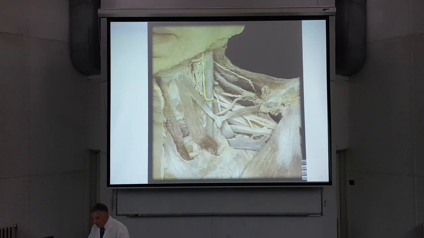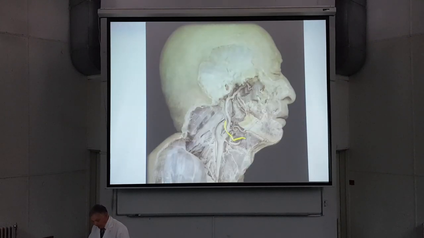And the hypoglossal nerve can be seen here very well. In this image, the hypoglossal nerve comes out of the skull through the hypoglossal canal into the carotid sheath, and then it leaves it, crosses the external carotid, which is not in the carotid sheath, and here it is going towards the submandibular area.